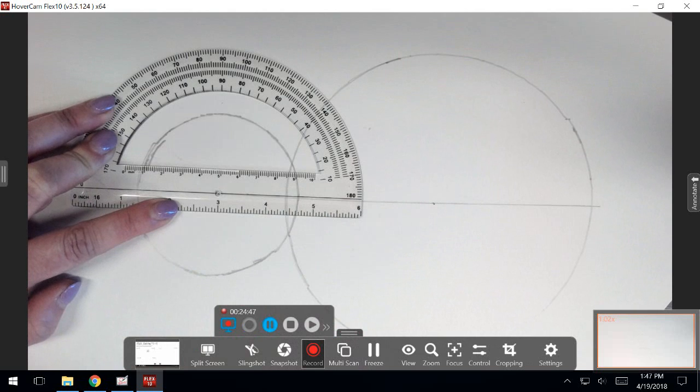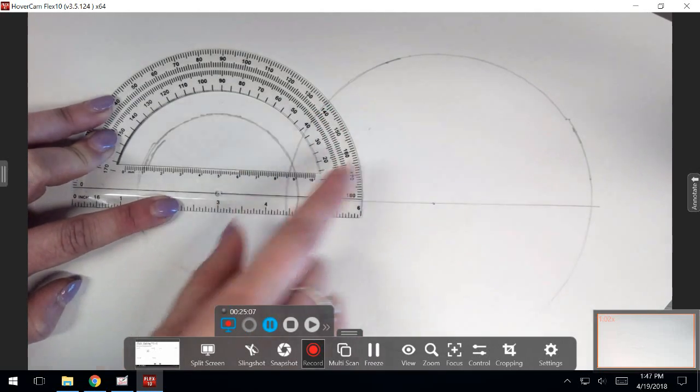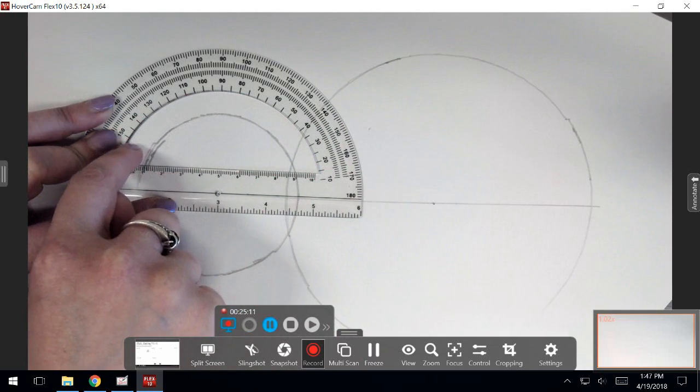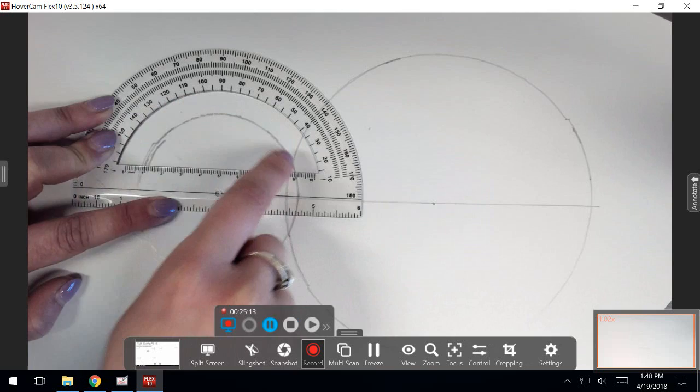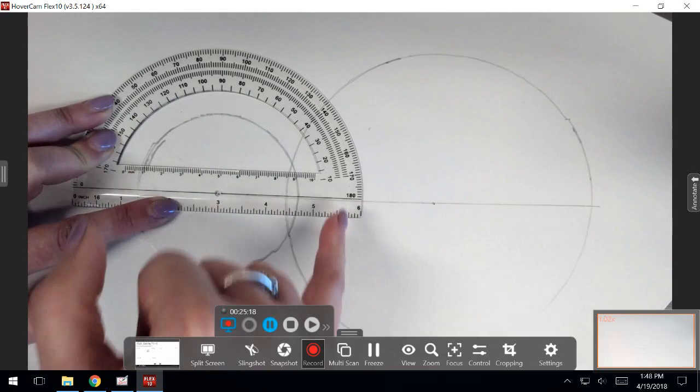What were the angles in the unit circle? 30, 60, 45. 90, 120, 150. 135, 150. Now here's what I need you to realize. I would not use these ones in the middle because they don't have the little extra hairs in between. Does that make sense to everybody? I would use the ones on the outside.